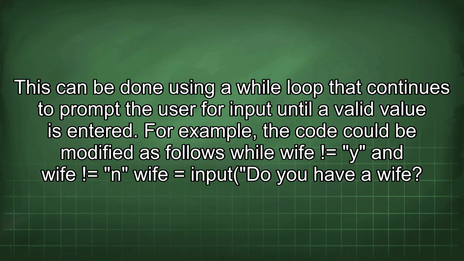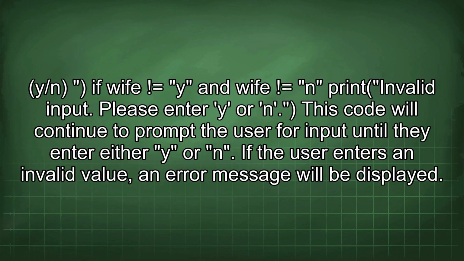is entered. For example, the code could be modified as follows: while wife != Y and wife != N: wife = input("Do you have a wife? Y/N"); if wife != Y and wife != N: print("Invalid input. Please enter Y or N.") This code will continue to prompt the user for input until they enter either Y or N. If the user enters an invalid value, an error message will be displayed.